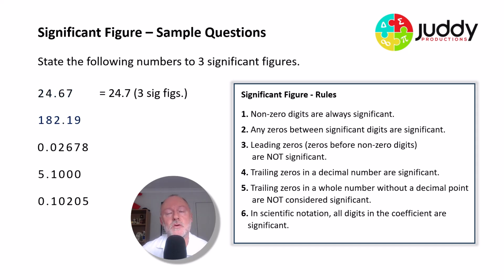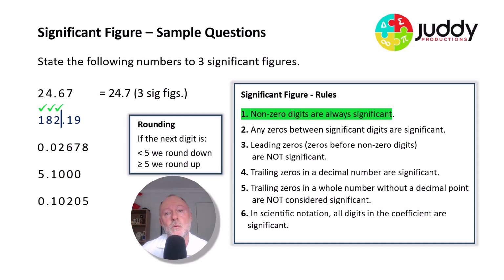Next we have 182.19. We want to round that to 3 significant figures. Again, rule number 1, non-zero digits are always significant. So we take the first 3, the 182. Then we look at the rounding. The next number after the 2, the third significant figure, is a 1.